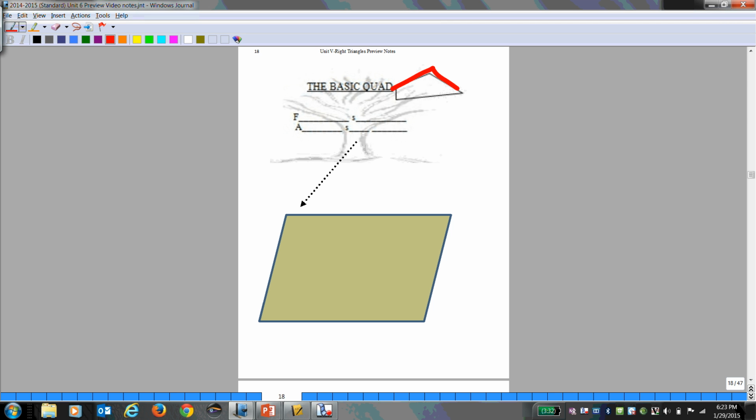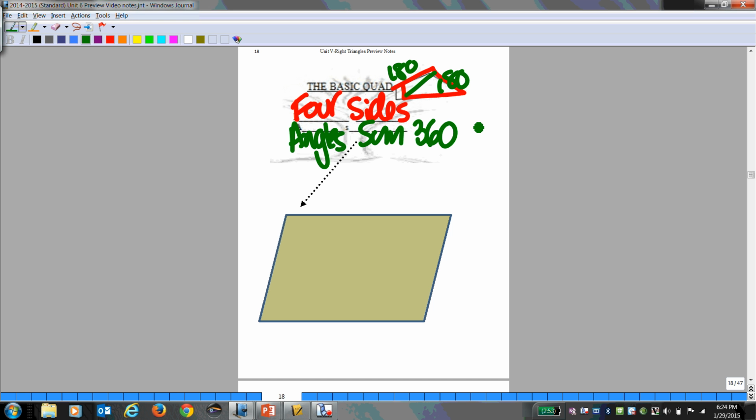A quadrilateral is 4 sides. It's basically like 2 triangles, and each triangle is 180, so the angles of a quad sum to 360, or 2 triangles. So there's your quad, your patriarchal tree, if you will, of the family history. And then you have the first descendant, which is a parallelogram.